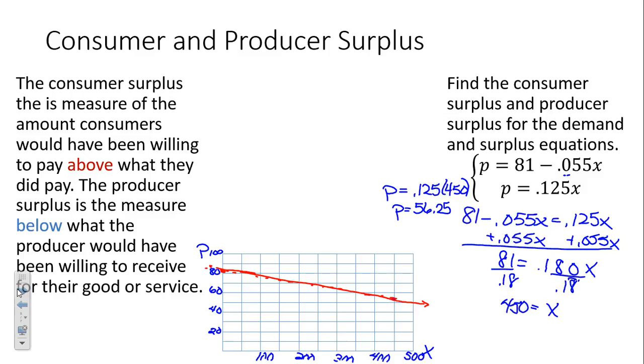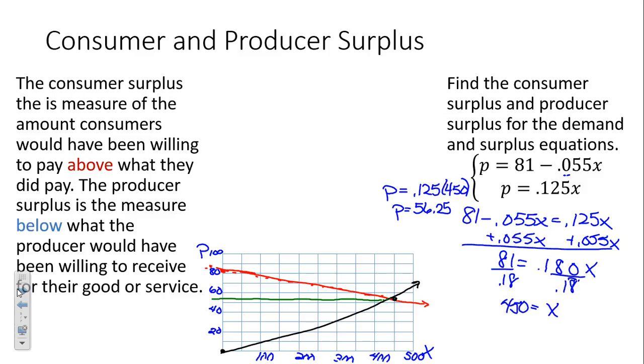Our other equation, if x is 0, what's y? Or what's p? 0, right? So this one goes through the origin and goes through this point. Hopefully you've drawn nice straight lines. And this place where we were at 56.25 is our equilibrium point. That's the sweet spot.